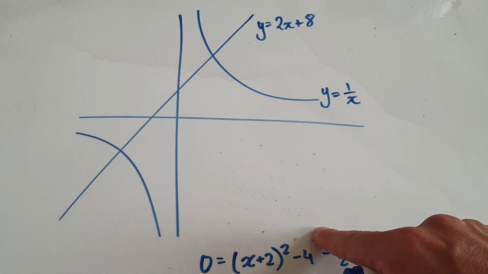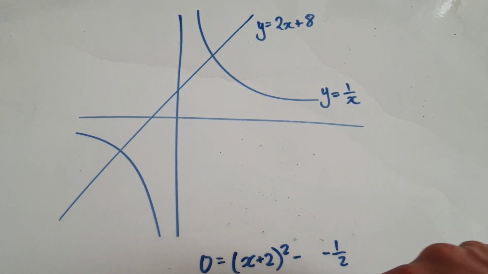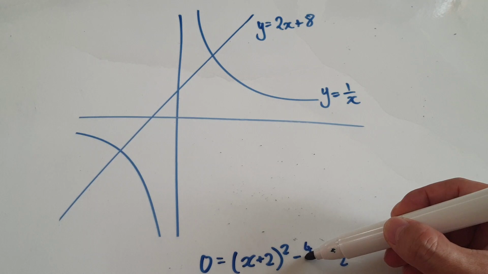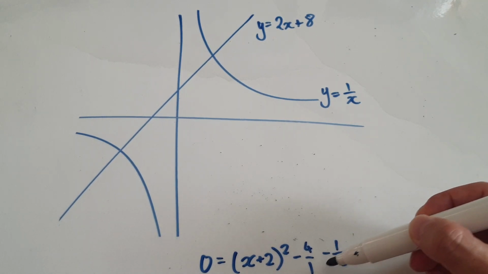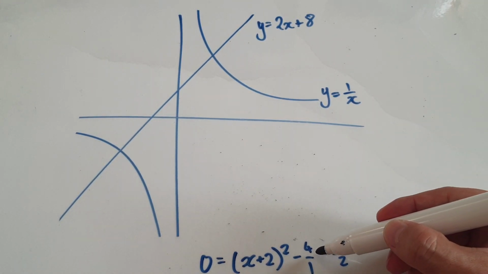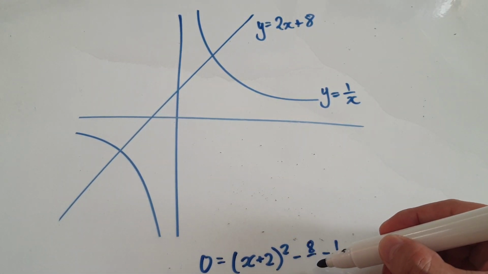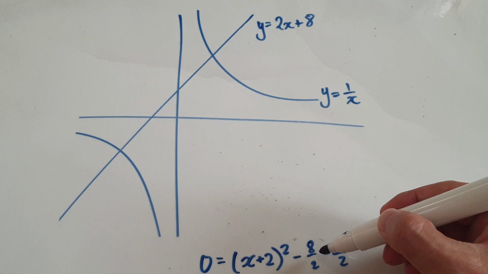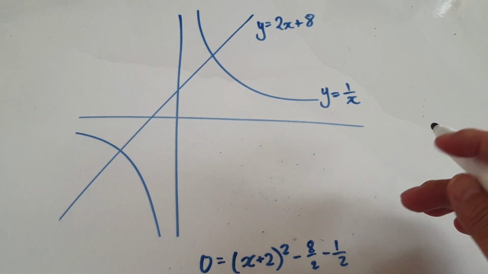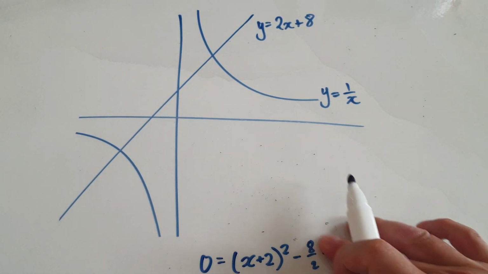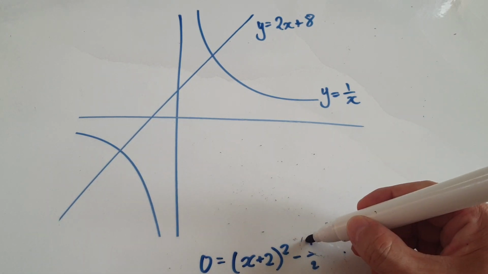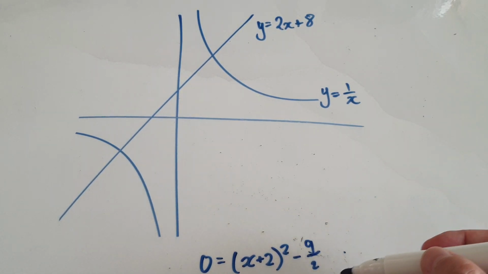So let's turn this into a fraction. So 4 over 1. I want the two denominators to be the same. So I'm going to times top and bottom by 2. So that would be 8 over 2. So now that would be negative 8, take away 1. That would be negative 9 over 2. There, I've just completed the square.